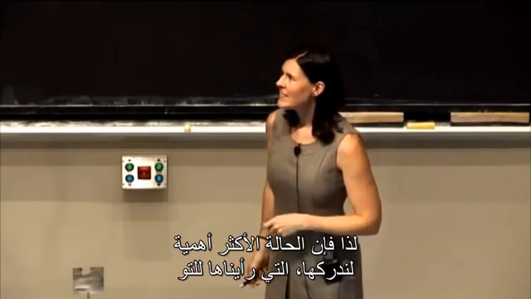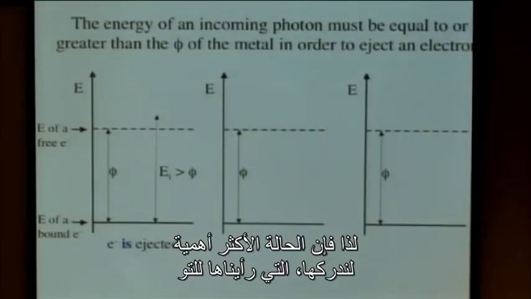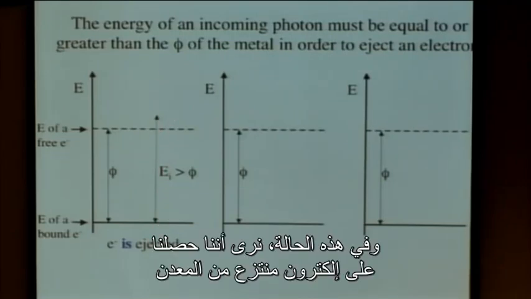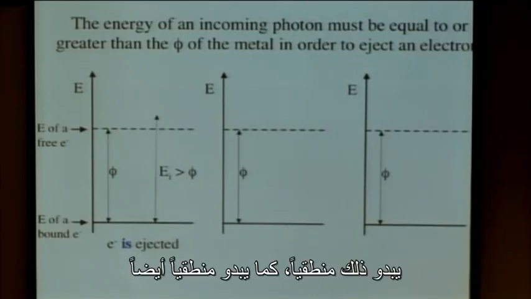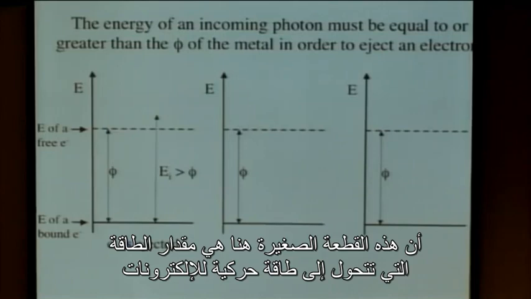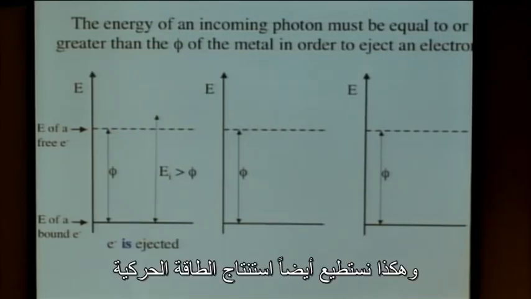So the most basic case to understand, which is what we just saw, is a case where we have the incident energy coming in, and that incident energy is greater than the work function. And in that case, what we see is that we have an electron that is ejected. That makes sense, and it also makes sense that this little extra bit here, that's the amount of energy that goes into the kinetic energy of the electron. So that's how we could also graph figuring out the kinetic energy.